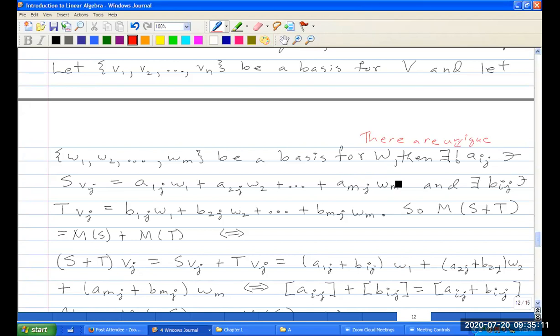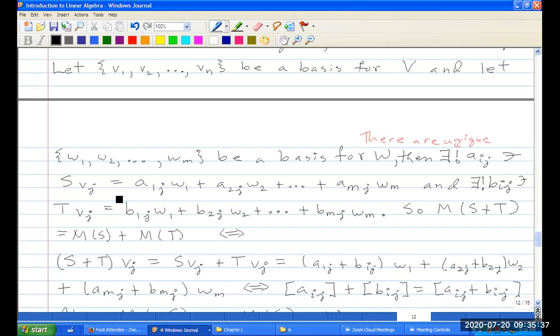There exist unique, where's my uniqueness? There exist some unique B sub ij such that T(Vj) is equal to B1j W1 plus B2j W2 plus dot dot dot B sub mj Wm.